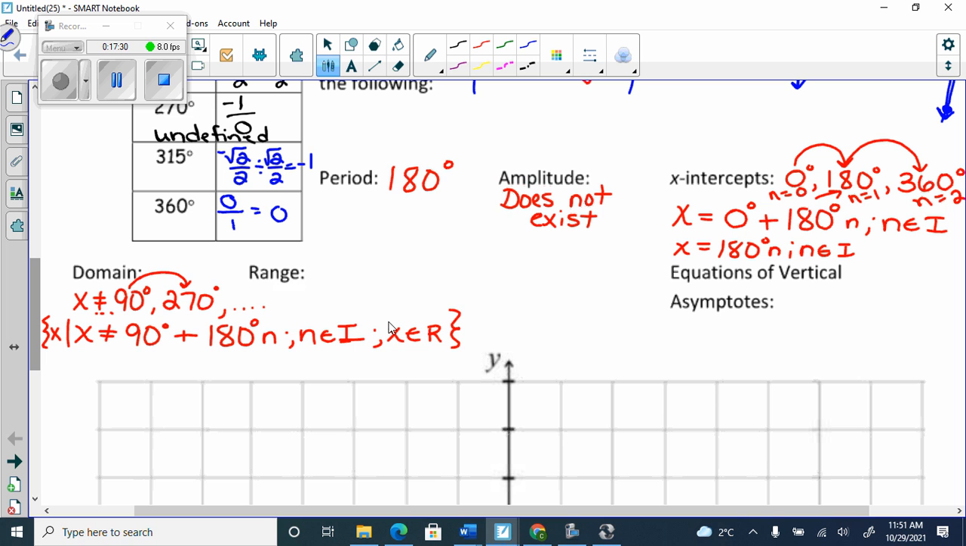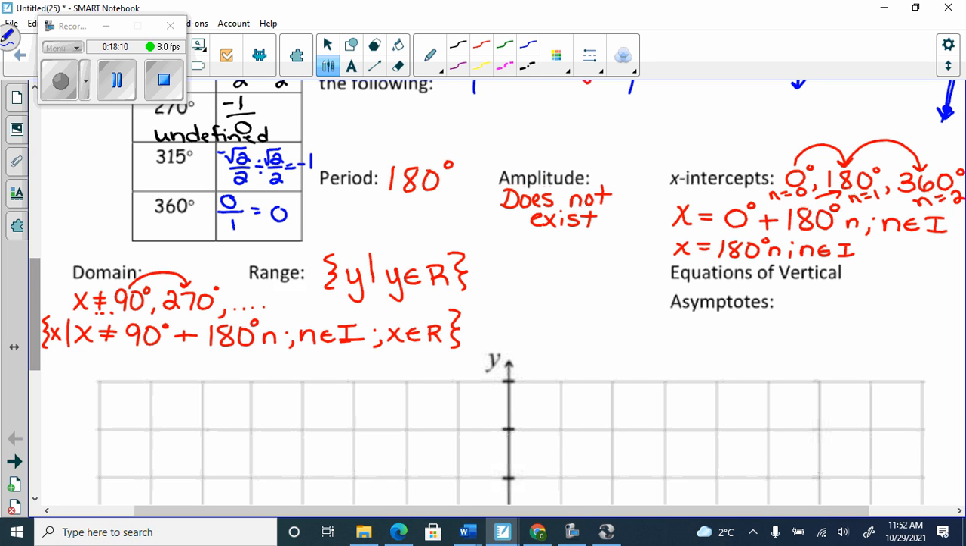Why should I follow behind with x an element of the reals? X doesn't exist at all these spots, right? That's what I stated. Then I have to follow behind with x an element of the reals. That means it's everywhere else, everywhere else besides those points. What's the range for this one? Infinite? Yes, infinite. So we would go y such that y is an element of the reals, because it just keeps going on forever.